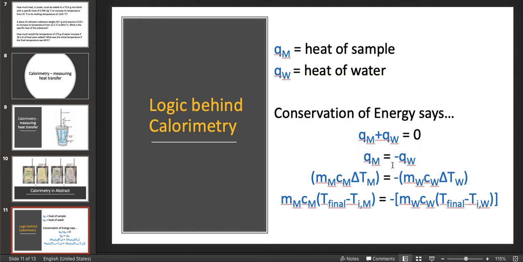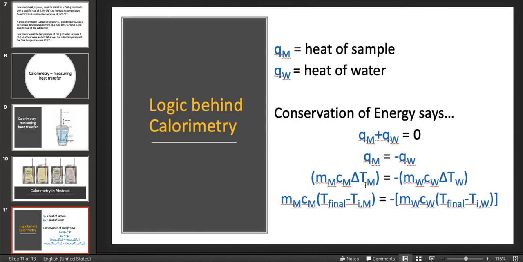Now, I know that each of these can be expressed in these terms. The mass of my sample times the specific heat of my sample times delta T, the change in temperature of my sample, is equal to the negative of the mass of my water in this case times the specific heat of water times delta T, the temperature change for water. The temperature changes are going to be different. If water starts out hot and it cools off, this is going to be a negative delta T, which takes care of that negative up front.